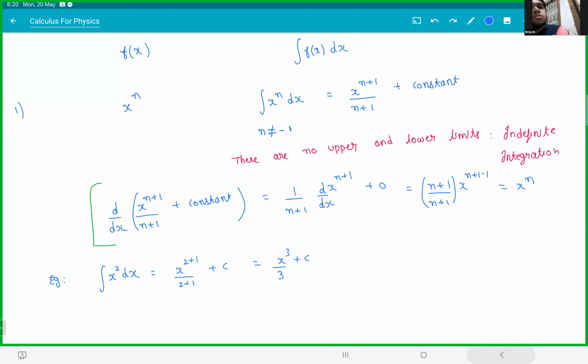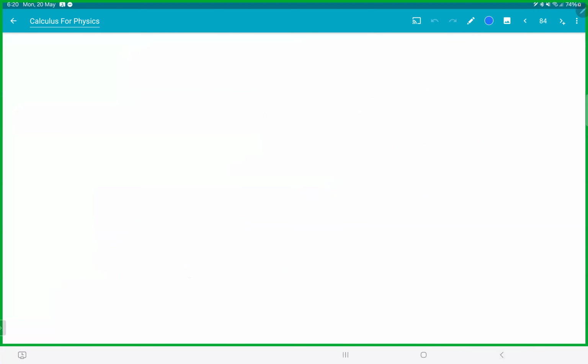Now, what if limits are given? Just try to absorb this. We'll do a lot of examples that will make things clear. The same function, if someone gives you limits: integral x power n dx, limits are from x1 to x2. So limits are given here. This is called definite integration. It means you definitely know you want the area from where to where.